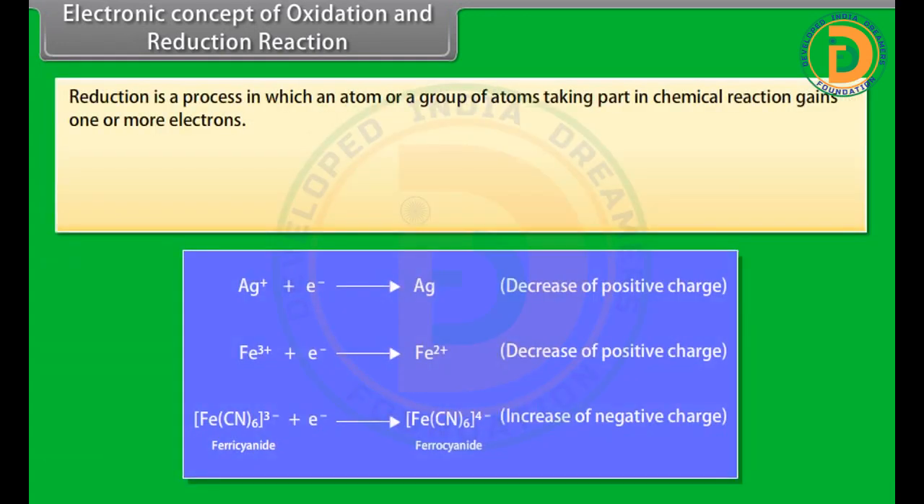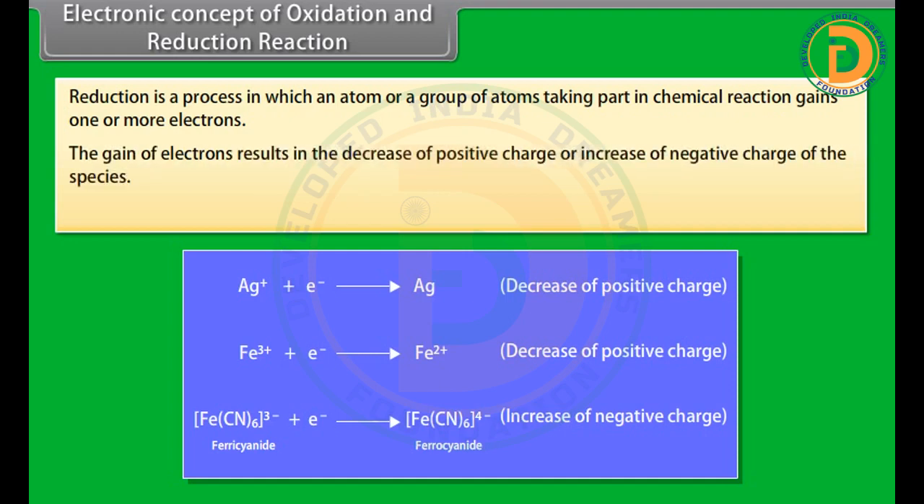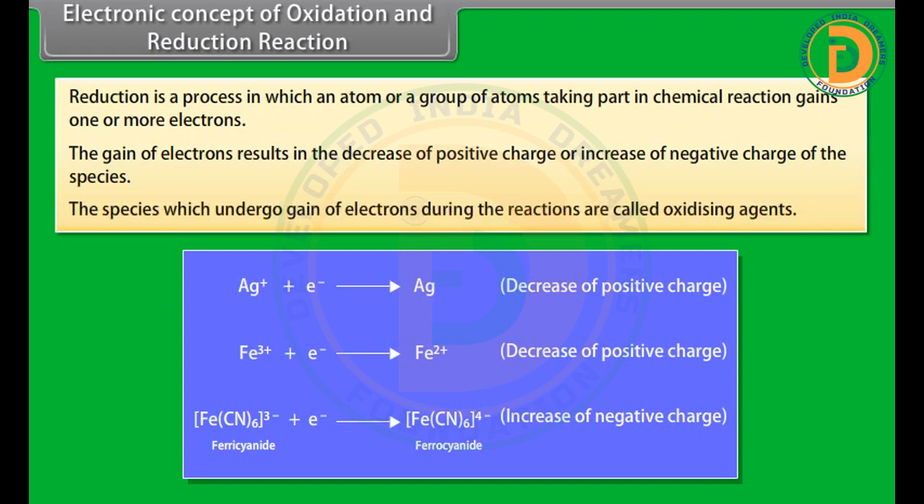Reduction is a process in which an atom or a group of atoms taking part in a chemical reaction gains one or more electrons. The gain of electrons results in the decrease of positive charge or increase of negative charge of the species. The species which undergo gain of electrons during the reactions are called oxidizing agents. Ag+, Fe3+, Fe(CN)6 3- are oxidizing agents in these examples. Simultaneous occurrence of oxidation and reduction.